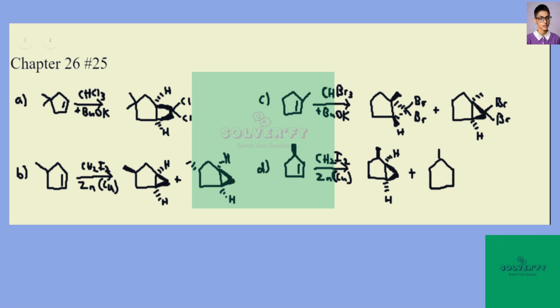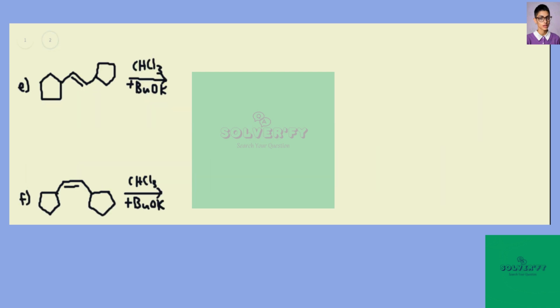So again, the stereochemistry at this position is set, so that's not going to change. But what could change is the side that carbon comes from. Okay, so there is part D. Part E, again, we'll get a pair of enantiomers.